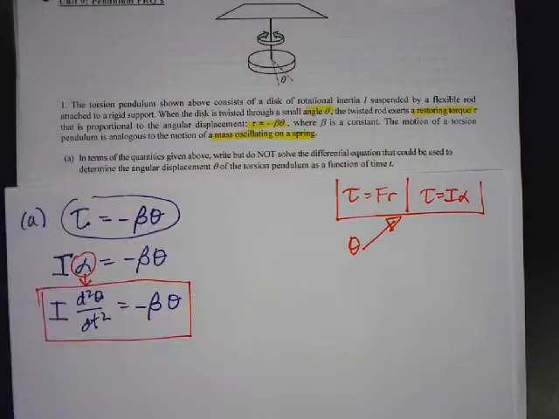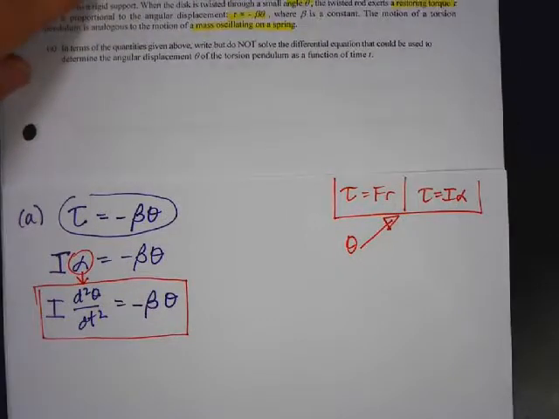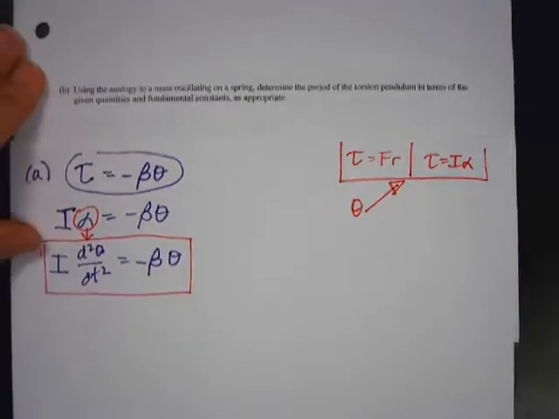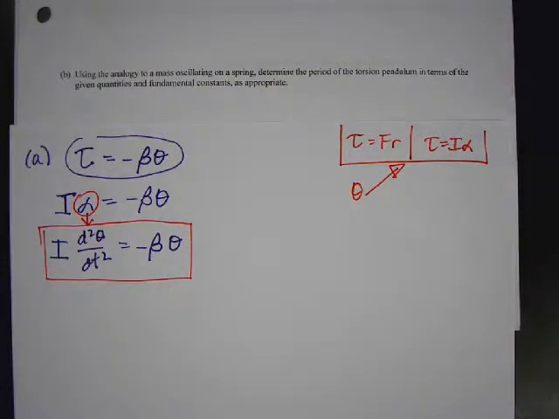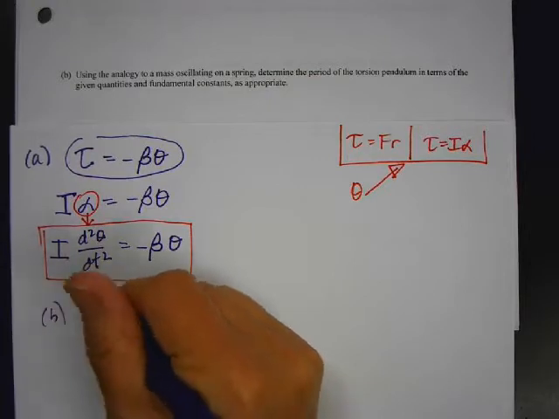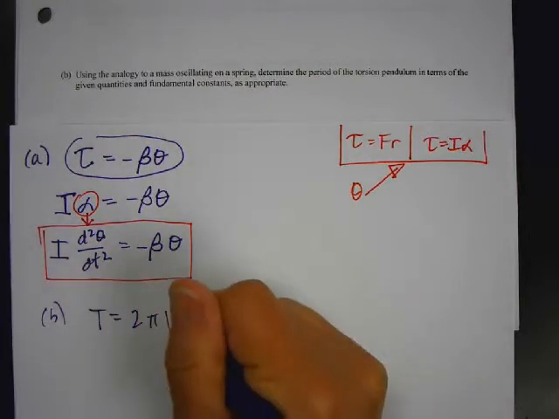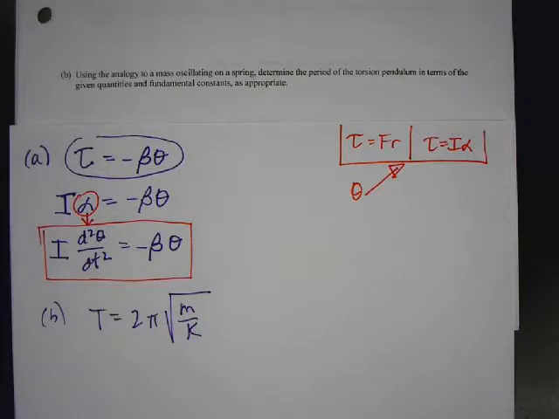For part B, it says, using the analogy of a mass oscillating on a spring, determine the period. Before I even read on, it says using that analogy. So what is the period for a mass oscillating on a spring? T is equal to 2 pi times the square root of m over k. Is that the period for the mass on a spring? Yes. So it says, using that analogy, find the period of the torsion pendulum in terms of those quantities.